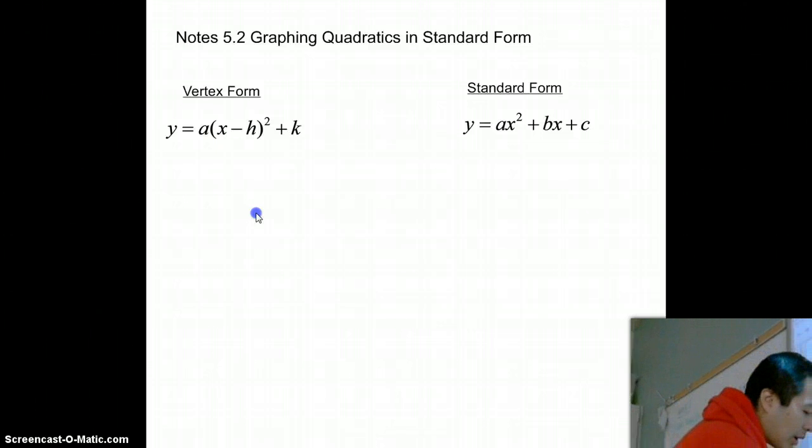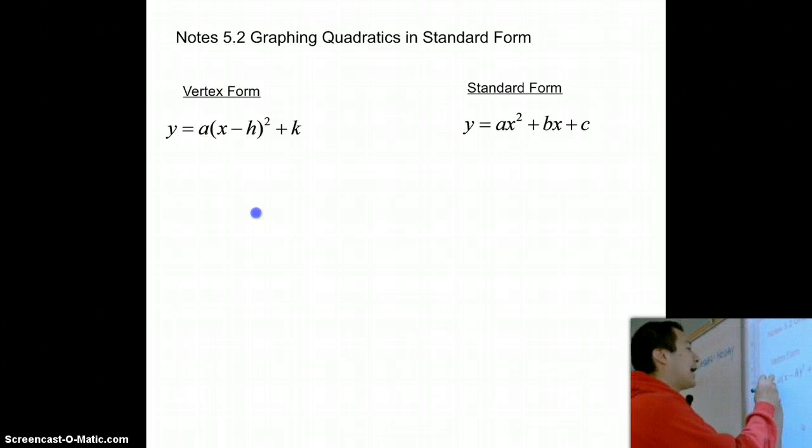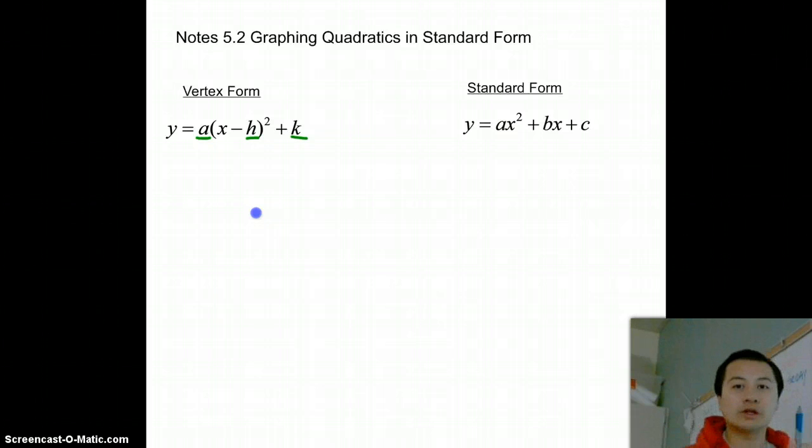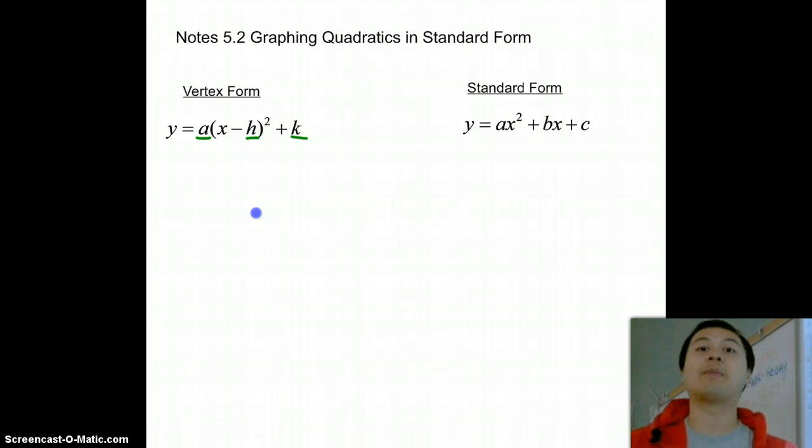Vertex form has three components: A, H, and K. Remember, H is the crazy horse. It's called the horizontal shift. Basically, it tells you to go left or right on your parent function or your parabola. Remember, it's crazy, so it does the opposite. If you see a -3 in there, it's a +3. If you see a +3, it's a -3.